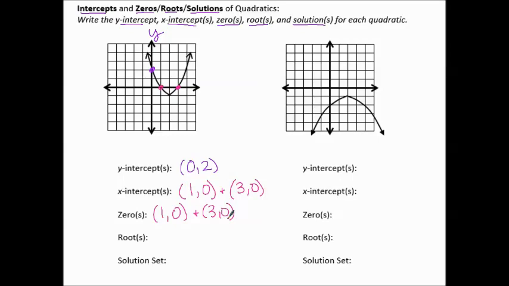My roots, I can write this just a little bit differently. I can say x equals 1 and x equals 3. Those are my roots. Still looking at 1 and 3. And lastly, the solution set, I can also write them using those curly brackets. And I can write 1, 3. 1 and 3 are my solutions.